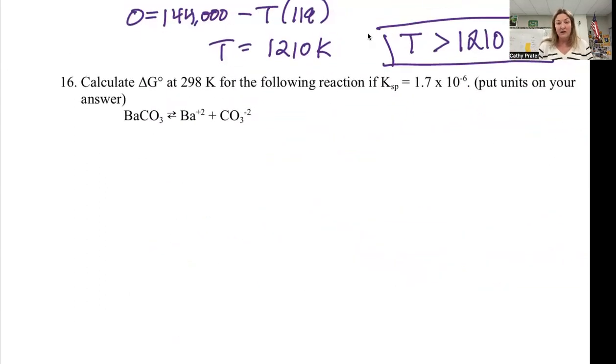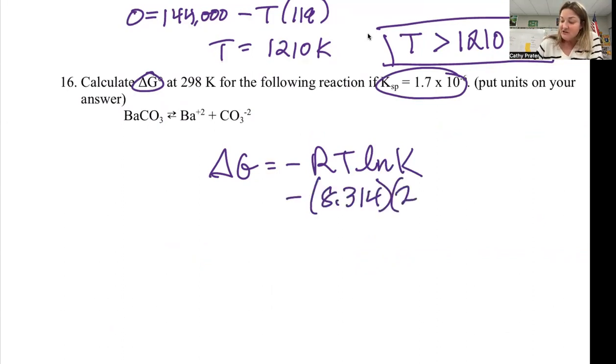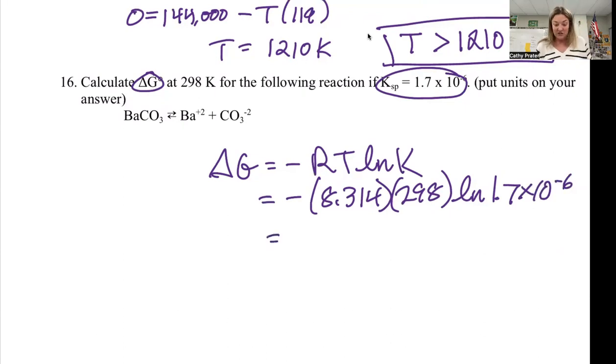Okay, one more here. This one, I don't care what the reaction is. Doesn't matter. I have a K value. I need delta G. The R we're using is 8.314. The temperature is 298. Delta G equals minus RT ln K, so 298 times ln 1.7 times 10 to the -6.